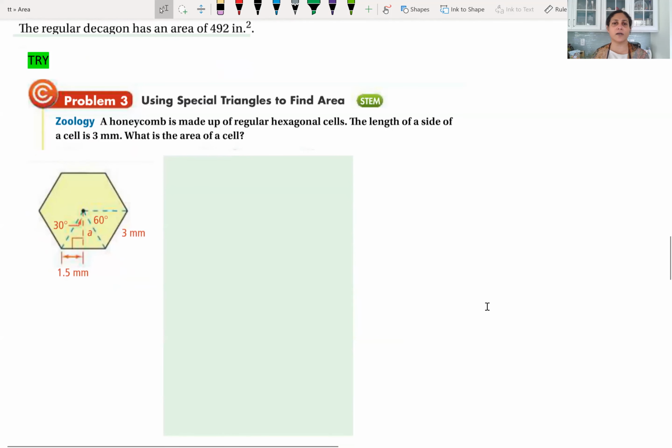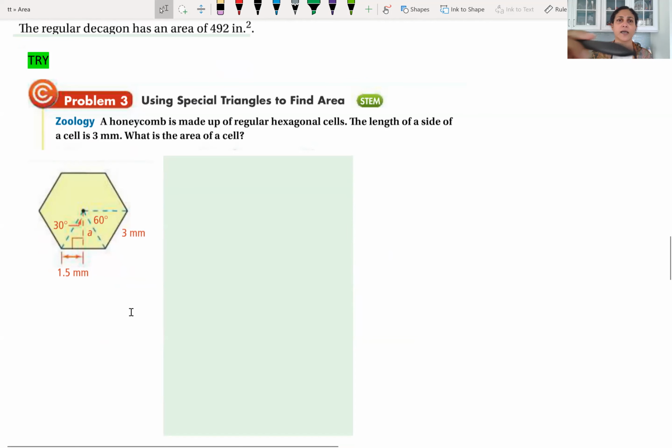Here we have a hexagon. A honeycomb is a hexagon, and the length of only one side is given. So you have to use all the information to find the apothem and find any missing dimensions that you might need. Now here we already know each side is 3 millimeters. That means half of it is 1.5.